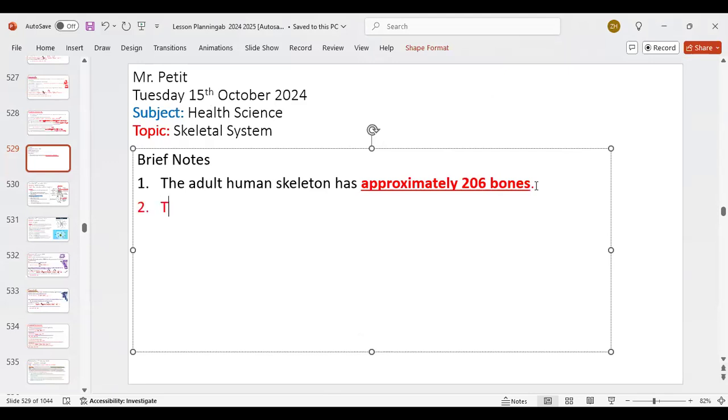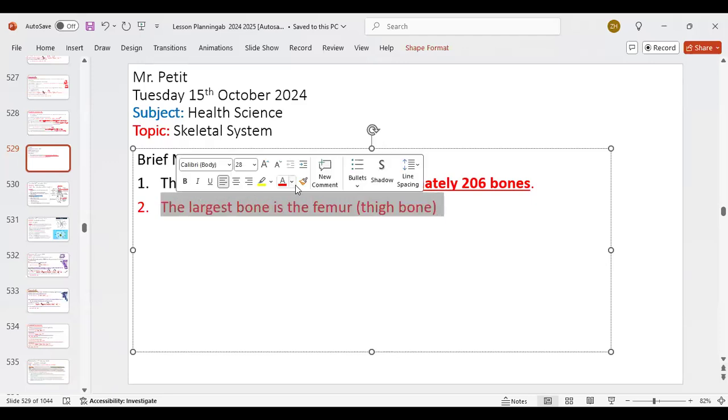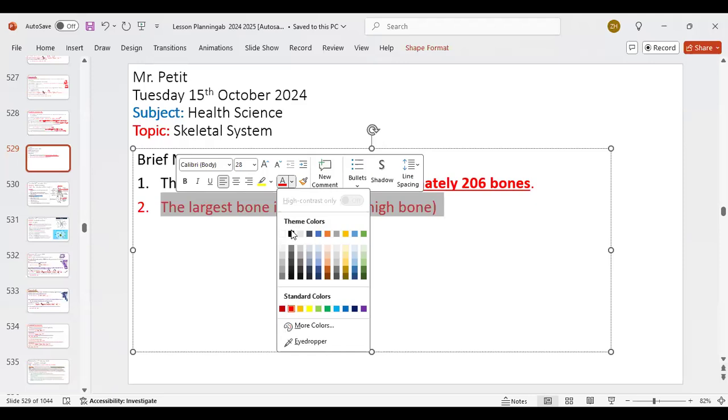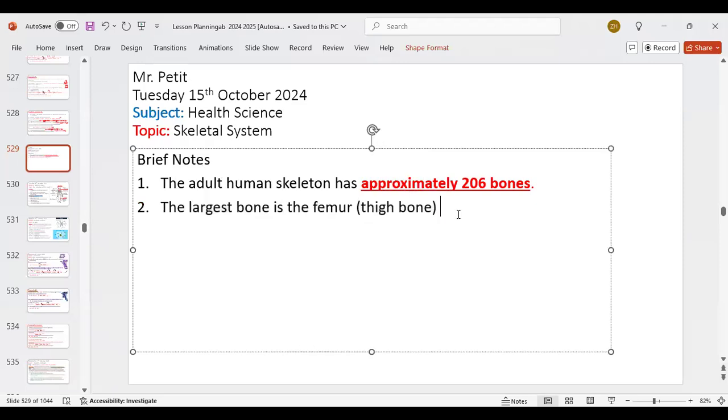The largest bone is what? Guess what's the largest bone? The largest bone is the femur, the thigh bone. Yes, the thigh bone. That's the largest bone in your body.